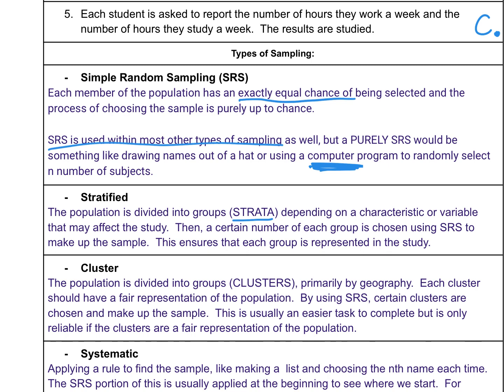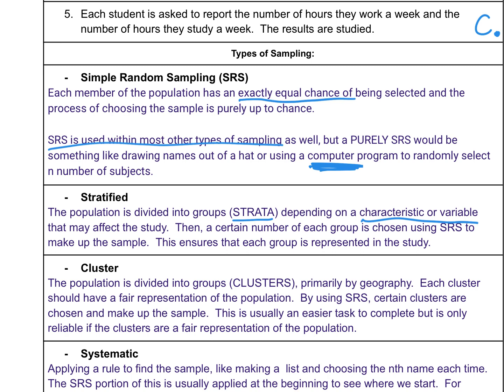Okay, so really the big thing is here, these groups that the population is divided in, it's dependent on a characteristic or a variable. So for instance, okay, let's say that I wanted to send out a survey, but I wanted to send it to an equal amount of people per grade. Okay, so the first thing I'm going to do is divide my group into grade levels.